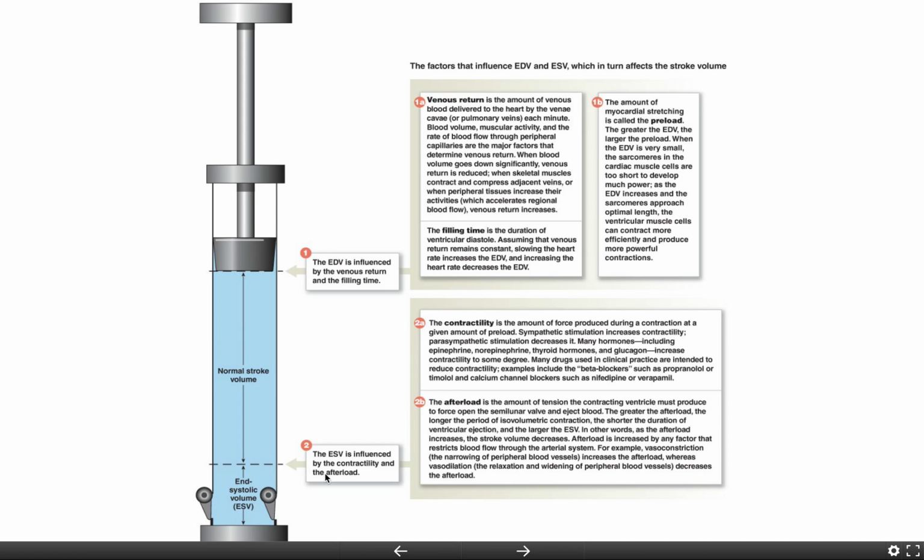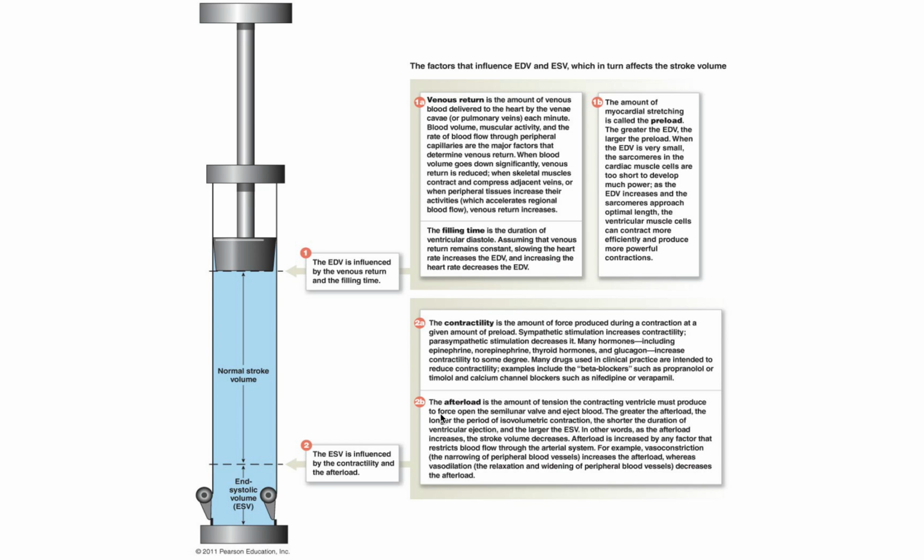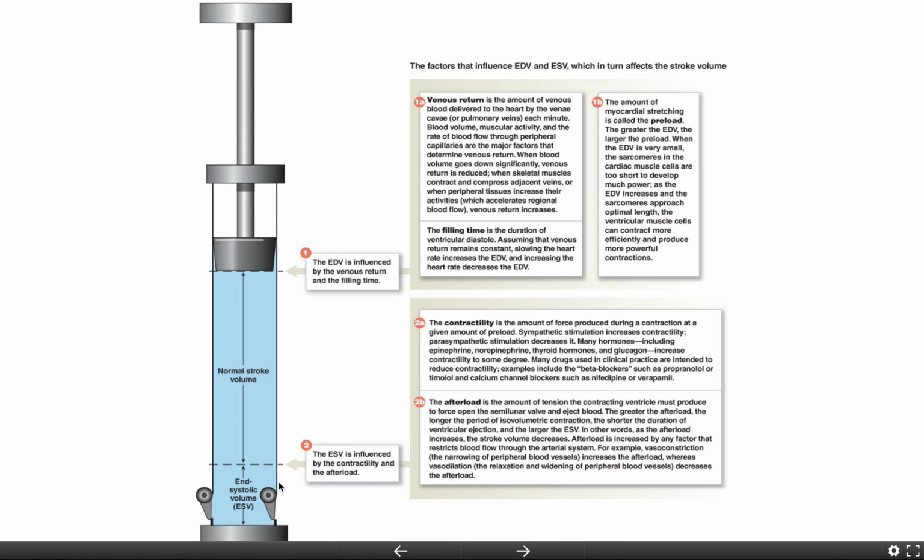Then the end systolic volume is influenced by the contractility and the afterload. The contractility is just the amount of force generated when the heart contracts, and so more calcium is going to give us more contractility. Greater contractility is going to give us a smaller ESV, end systolic volume, because if the heart is contracting more forcefully, it's going to pump out more blood. Afterload is the amount of force the heart needs to produce to open the semilunar valves.